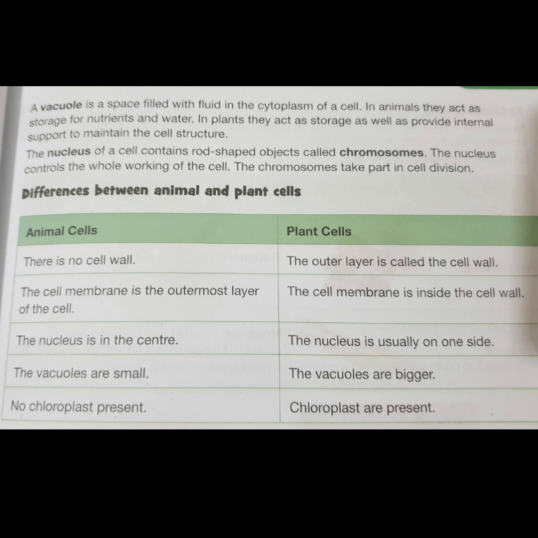Third one, the nucleus is in the center in case of animal cells and the nucleus is usually on one side, and I have already told you the reason, the presence of central vacuole in plant cells. The vacuoles are small in animal cells. The vacuoles are bigger in plant cells. In animal cells, no chloroplasts are present, whereas chloroplasts are present in plant cells.